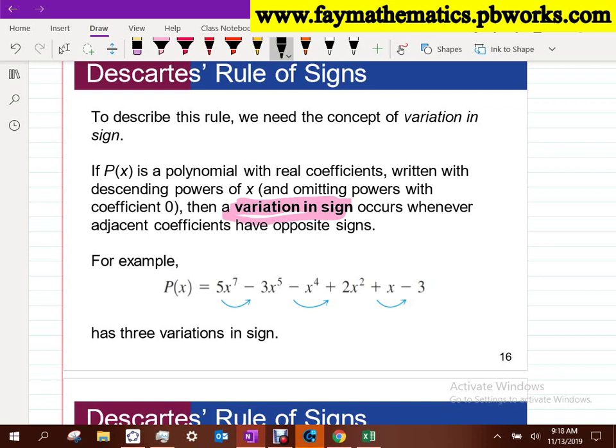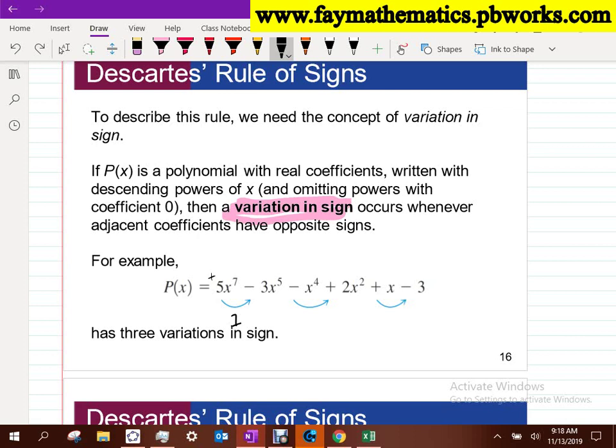So if I start at 5x to the 7th, that's positive, goes to negative. There's one change in sign, one variation. These two are negative to negative, right? So that doesn't get counted. So I went 5x to the 7th to negative 3x to the 5th. Now we're going to go from negative 3x to the 5th to negative x to the 4th. They don't get counted. But now I got negative x to the 4th to a positive 2x squared.